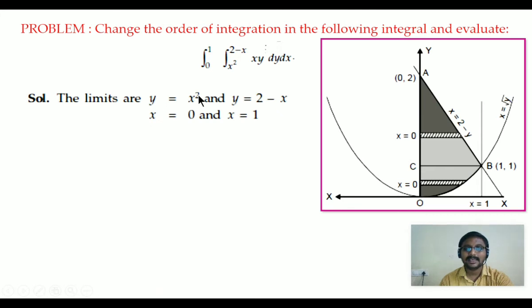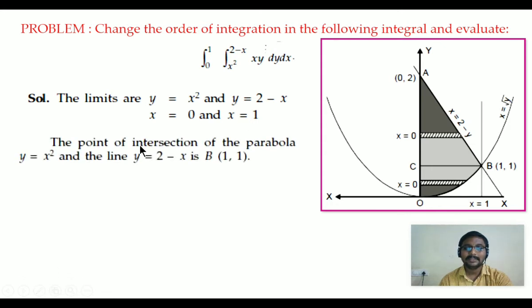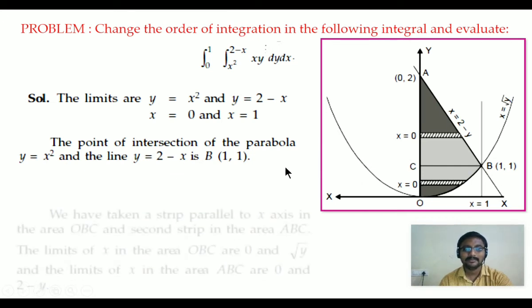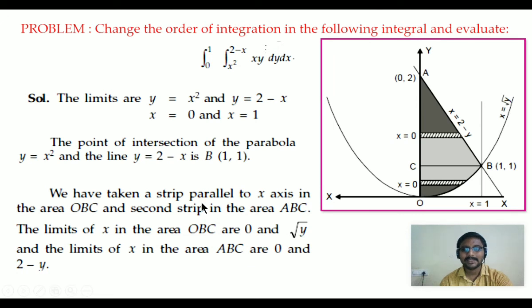So the y limits, with y equal to x square and y equal to 2 minus x, are 0 and 1. The point of intersection of the parabola y equal to x square and the line y equal to 2 minus x is B (1, 1). We have taken a strip parallel to the x-axis in the region OBC and a second strip in the region ABC. So OBC is the first region and the other region is ABC.